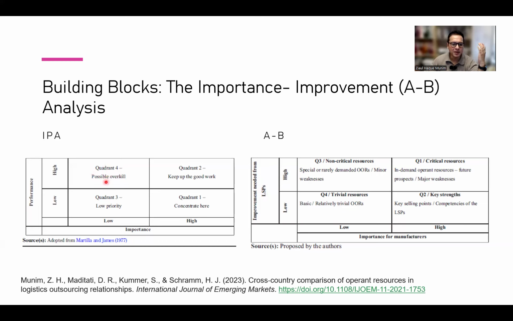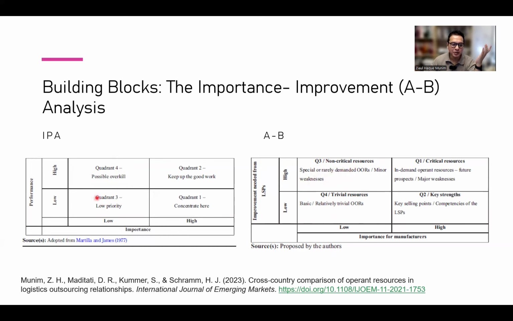So here they termed this as possible overkill. We are terming it as trivial resources or basic resources. Then we have low importance and high improvement. So that means it's non-critical resources in our case.